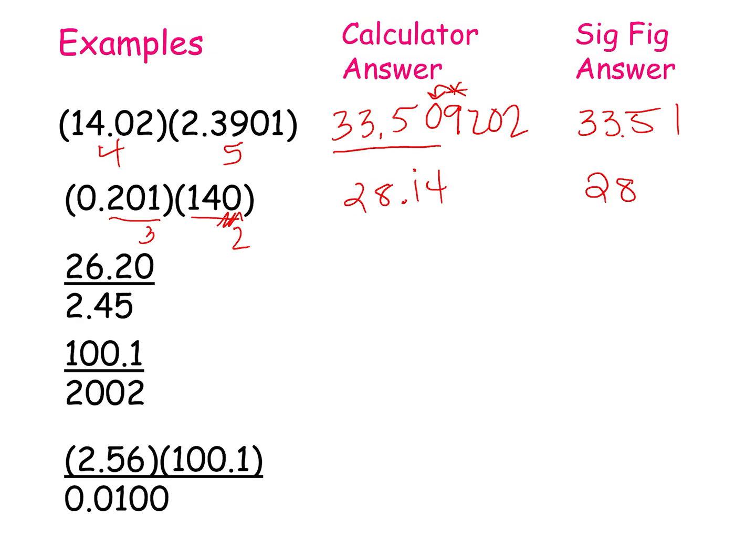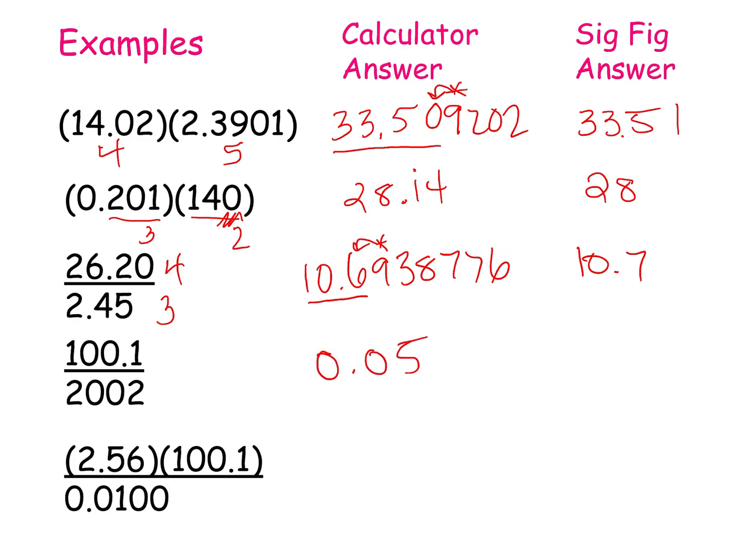26.20 divided by 2.45 gives me 10.6938776. How many sig figs in the numerator? 4. How many in the denominator? 3. Here are my 3 digits. I look one beyond. Is this 9 able to round this up? Yes, 10.7.